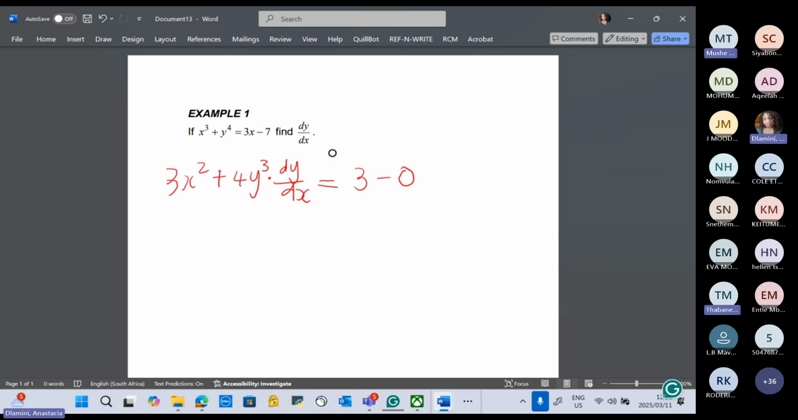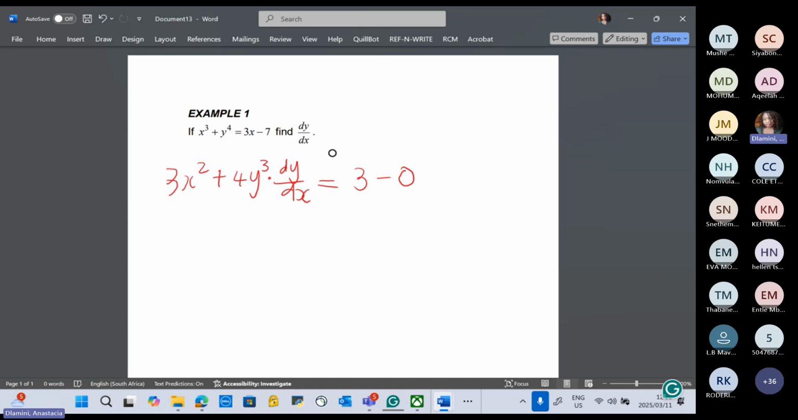Why are you timesing by dy over dx? There's no y value, you already did it. Why are you timesing by dy over dx? So meaning every time you differentiate a y, you multiply by dy over dx. Noted. Thank you. Okay, so what are we looking at here?